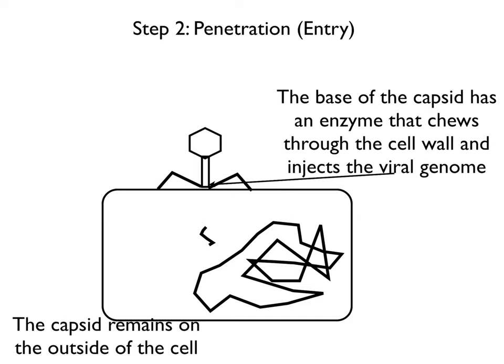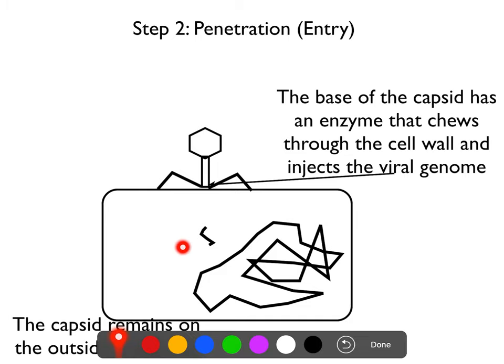The capsid remains on the outside of the cell. The capsid is basically dead at this point. It's just protein. It's kind of like the husk of a beetle left after, or of a cocoon left after the pupa emerges, right? It just sort of hangs there. It'll usually stick to it for a while and eventually fall off. Now, the important thing is that the genome has gotten inside.